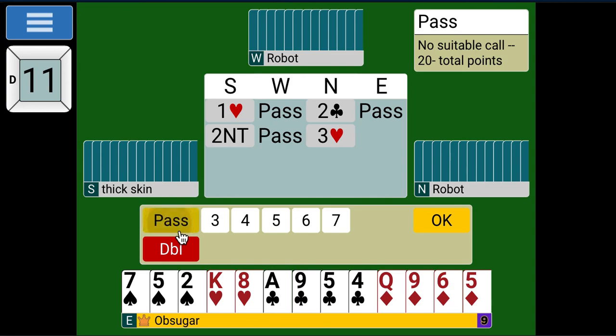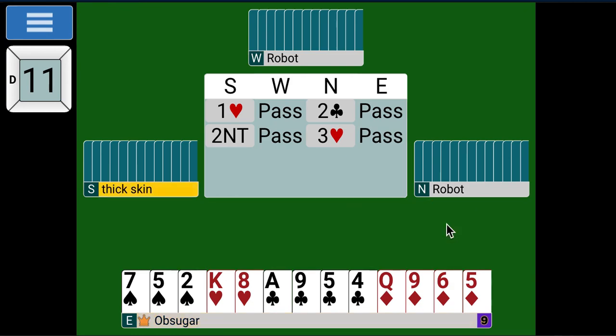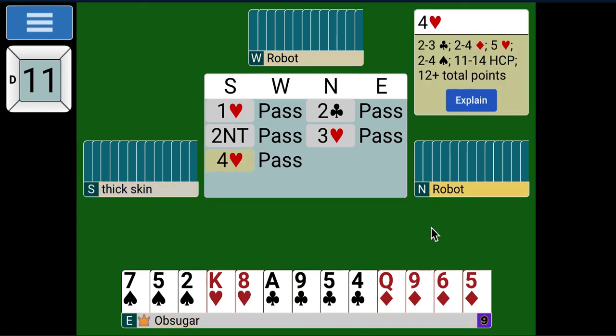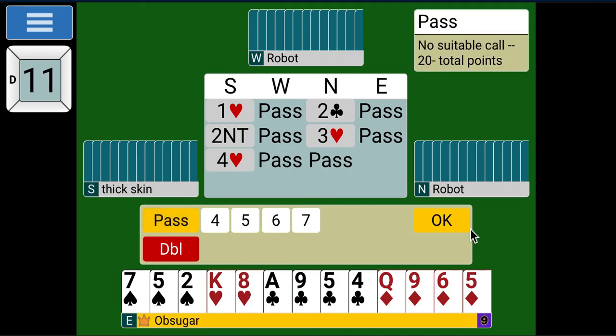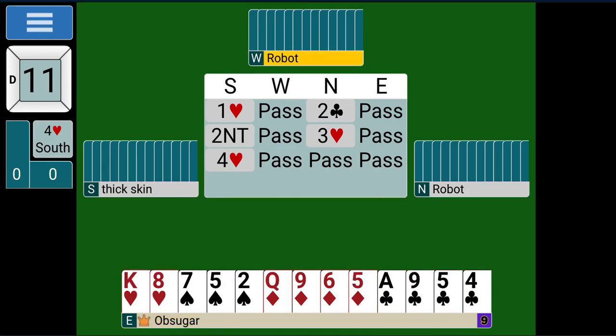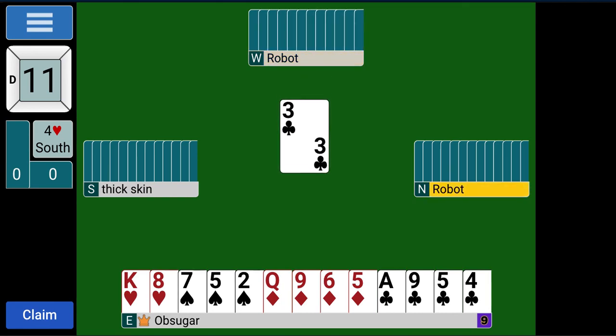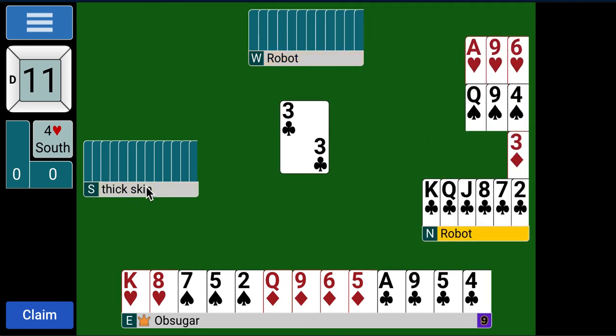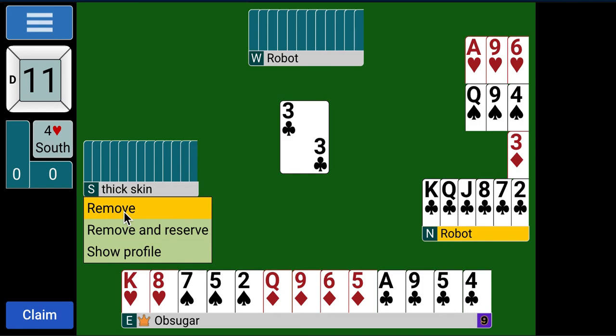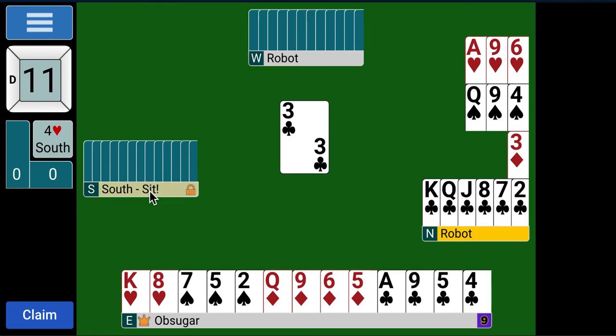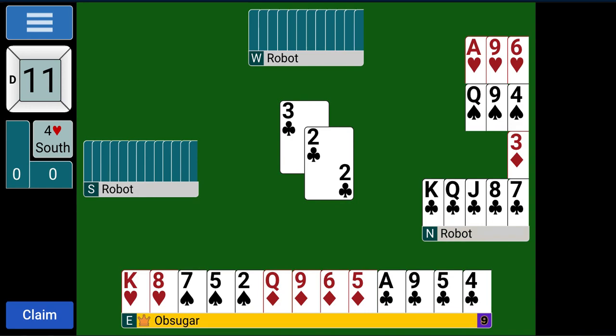Okay. And that's where they end. I won't go any further. Okay. So there we go. Thank you for your services, Thick Skin. Put a robot back in there so I don't have to think about it. All right. So 5 hearts.